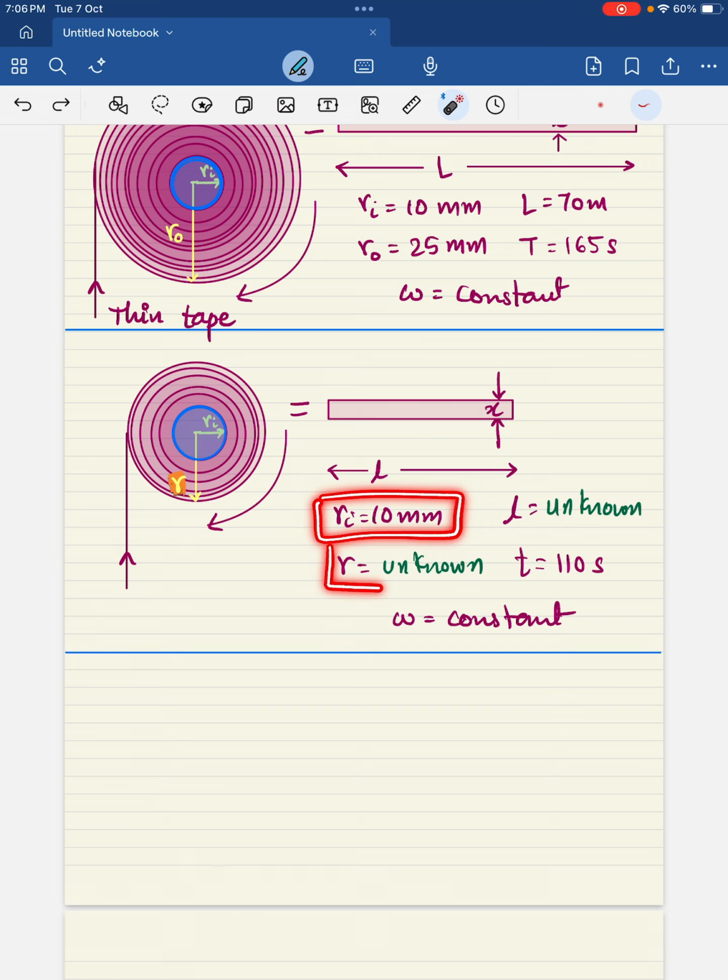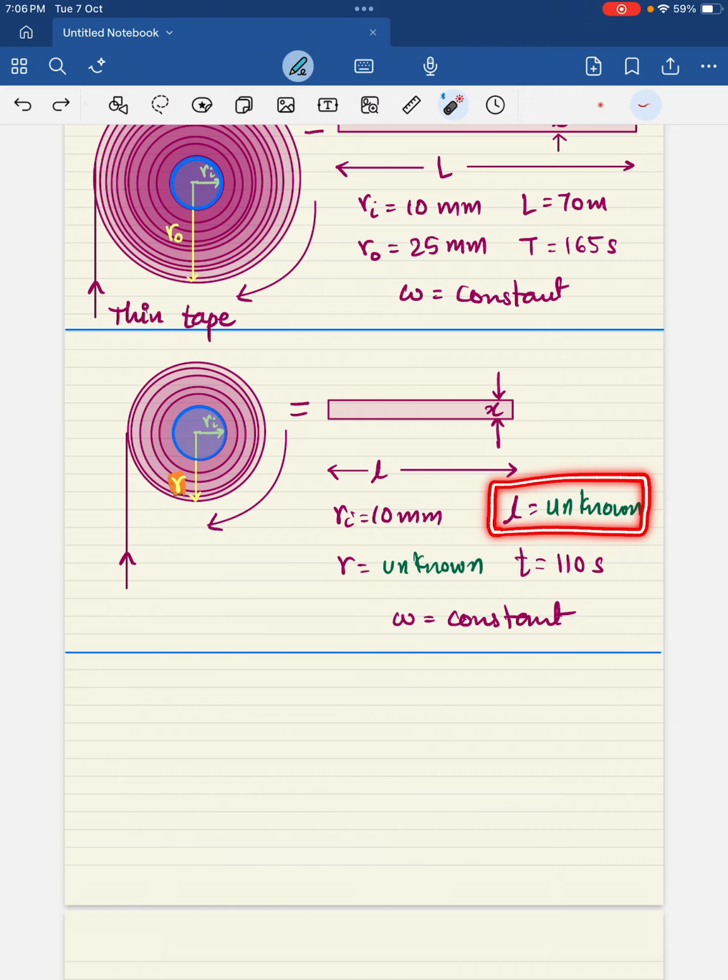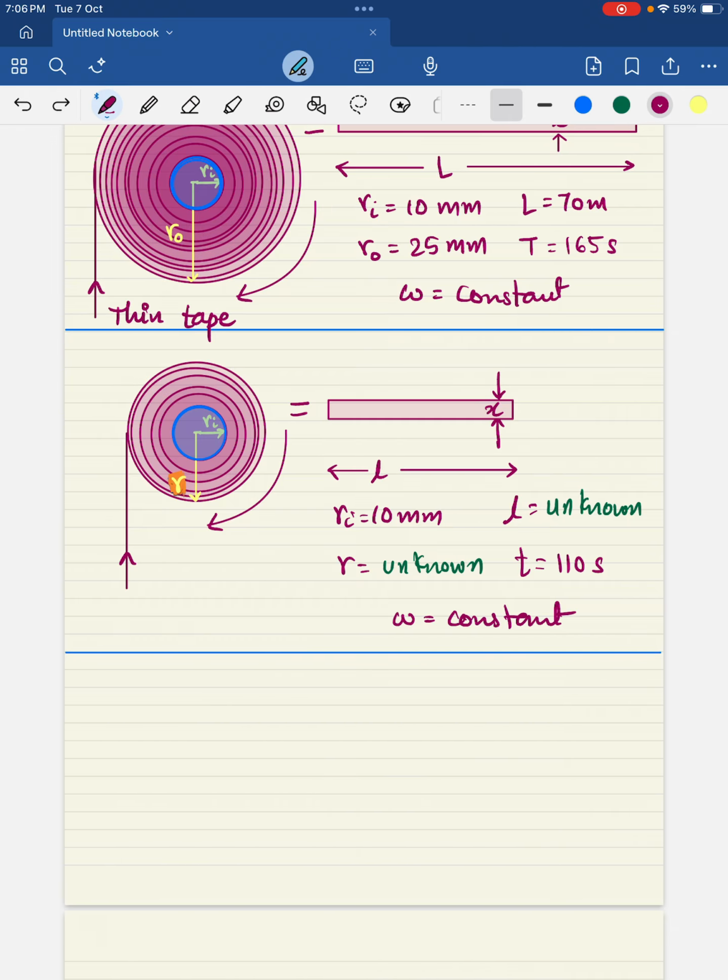However, the outer radius would change, but right now we don't know the exact value of the radius, how much it is going to wind up. Same is with length as well. We don't know how much length it is going to wind up with the thin tape. So this is the question where we are supposed to find out the length of the tape which is getting wound up for 110 seconds.